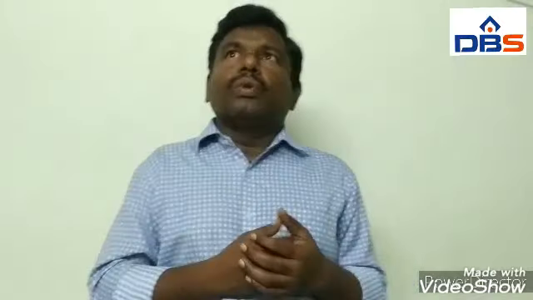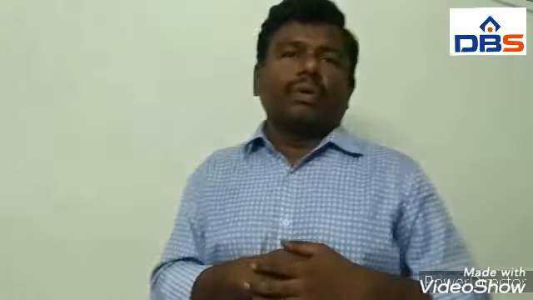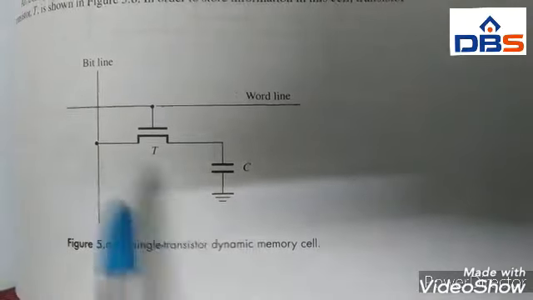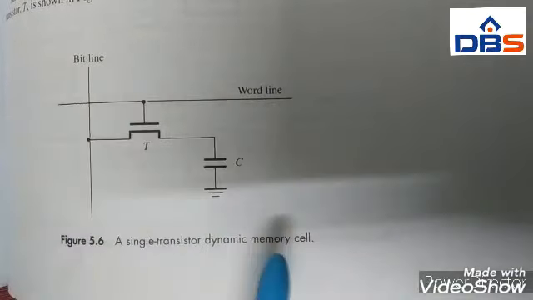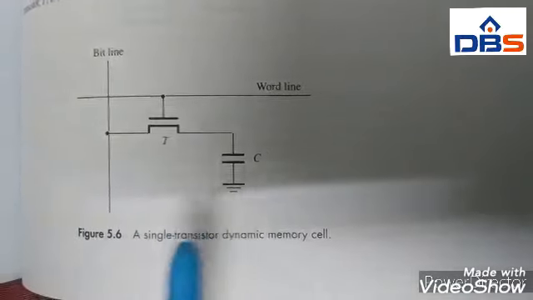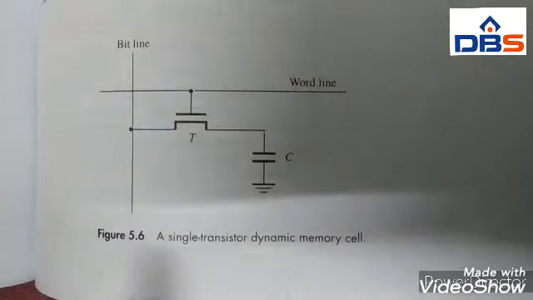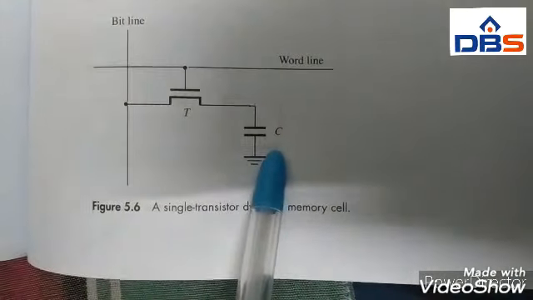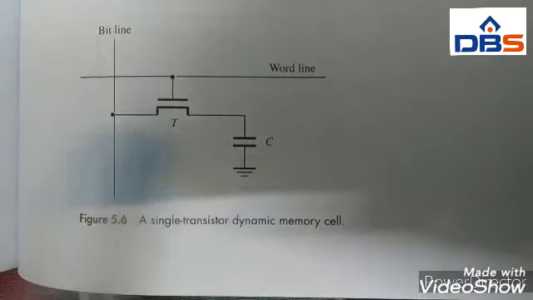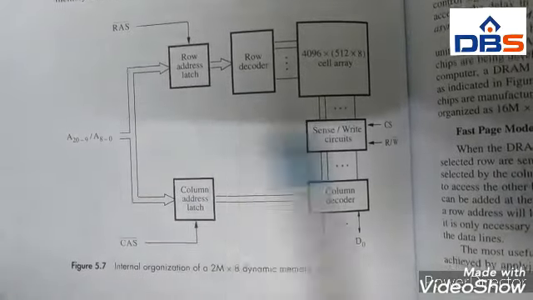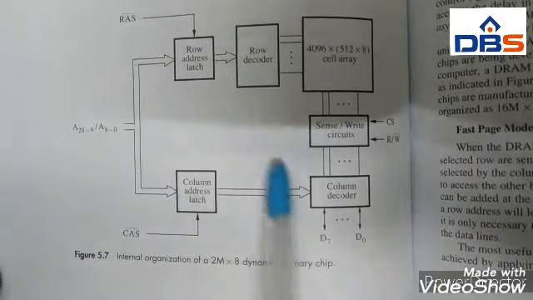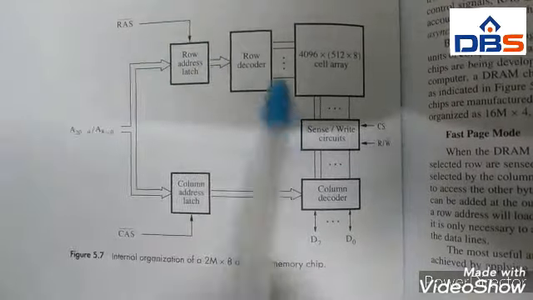Now we will show how one bit of dynamic random access memory looks in the following figure. This is the single cell of the dynamic random access memory. Here we are using the capacitor for this purpose. Now this is the asynchronous dynamic random access memory diagram.